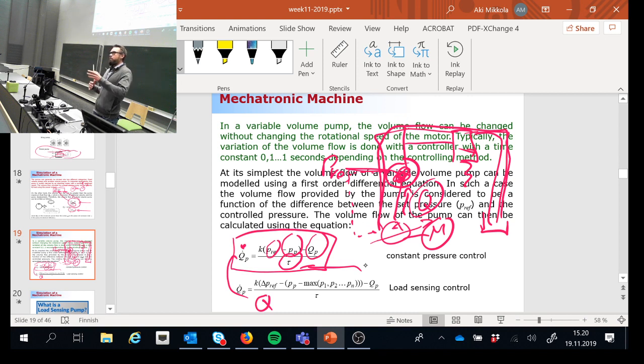Even more advanced, and the thing that is used in mobile applications particularly, is load sensing control. This shortly means that you look at different locations in your hydraulic circuit, and you look at how much pressure is in those locations, and based on that, you make your decision to produce more flow rate or not. This is, by the way, very critical to understand because it's so frequently used, particularly in mobile applications. I would like you to take a look at the video.